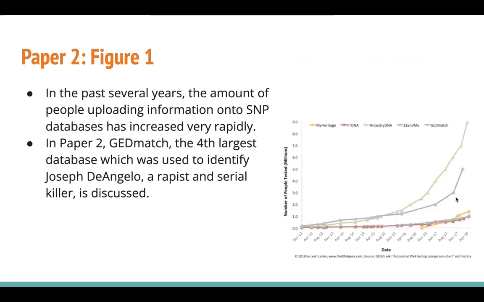So this is figure 1, and it shows how rapidly the use of SNP databases has increased in the last few years, which can be helpful to investigations, but can also be seen as a breach of genetic identity of relatives to the people that are being investigated. And like I said earlier, the investigators in the DeAngelo case used GEDmatch to identify him.